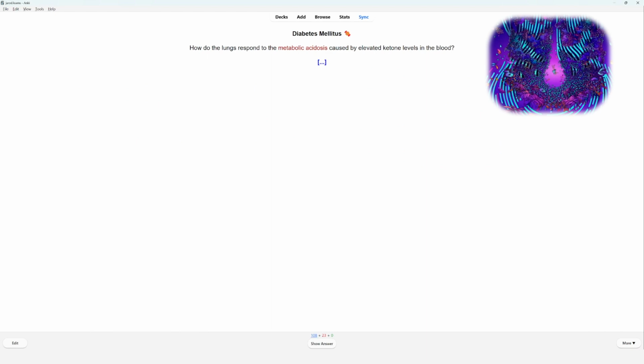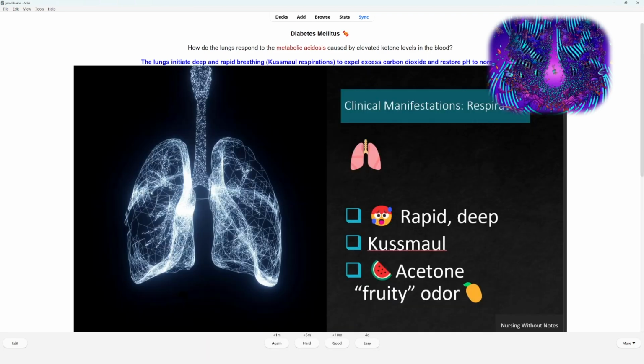How do the lungs respond to metabolic acidosis caused by elevated ketone levels in the blood? That is by rapid, deep Kussmaul breathing, to expel that carbon dioxide and restore pH to normal.